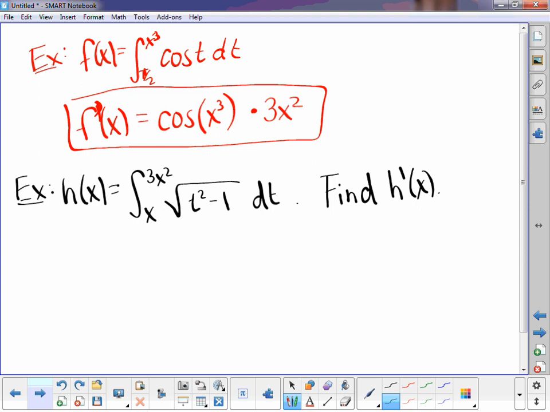Here, we don't have a constant anywhere, right? Our bounds are both based upon functions. I'm going to tell you how to do this, and then I'll show you why it's true. So essentially, think of it again in terms of f of b minus f of a, right? We take the upper bound substituted in minus the lower bound substituted. That's essentially what's happening. So all we do is take this and substitute it in. So instead of t squared, I have 3x squared minus 1.